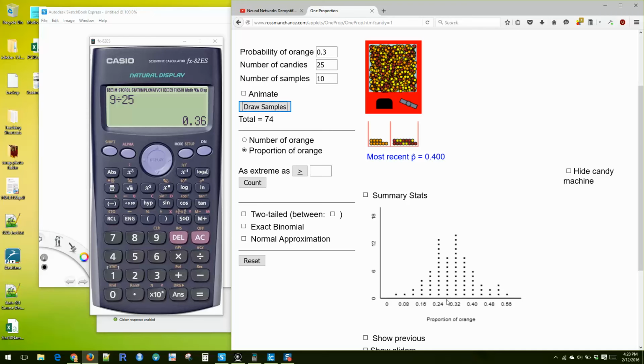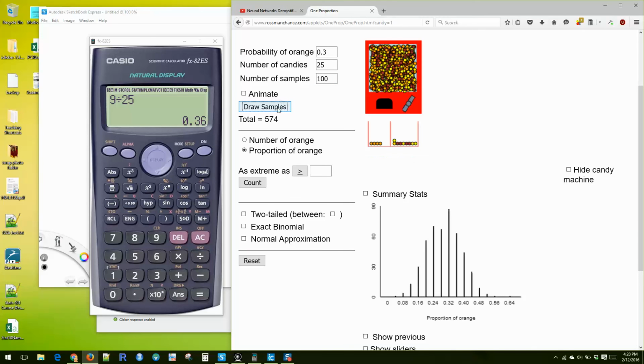of 0.24, 0.28, 0.32, 0.36, 0.4. These are all fairly common values of p hat that we're getting, okay? Keep in mind that in the actual vat, we know that there's 30% orange, okay? But we're drawing samples and we're just kind of seeing, whenever I take a random sample of 25, what's happening here. So I'm going to just crank this up and we're going to do 100 at a time, okay? And we'll just kind of see this thing start to build up.